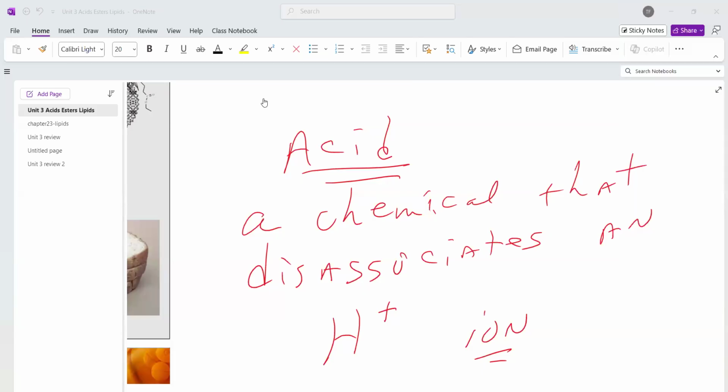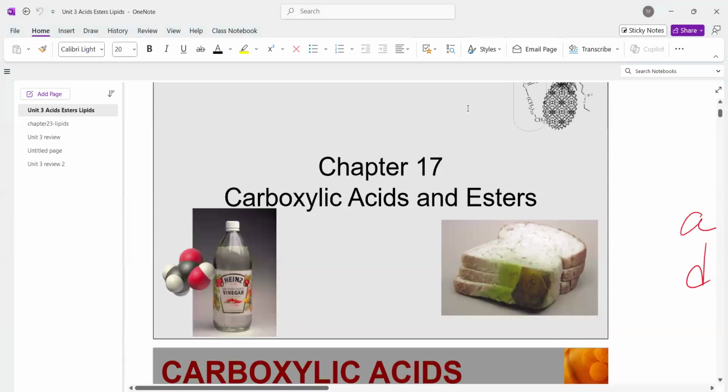Okay, this unit is on carboxylic acids, esters, and lipids. The chemistry of lipids involves acids and esters.